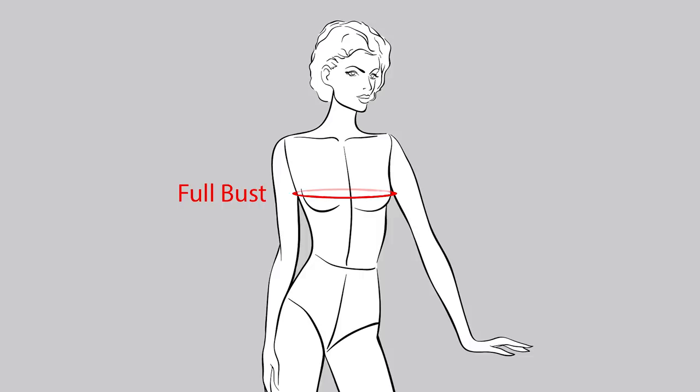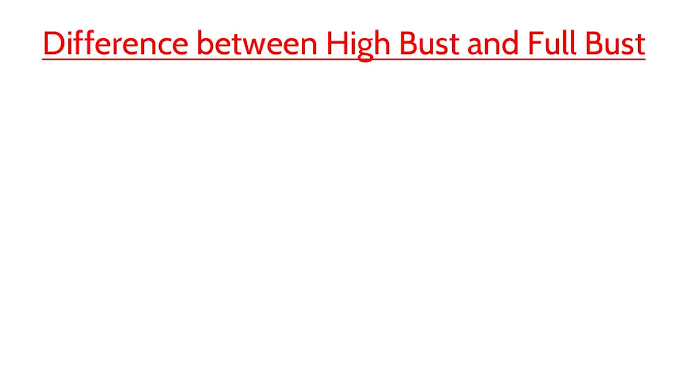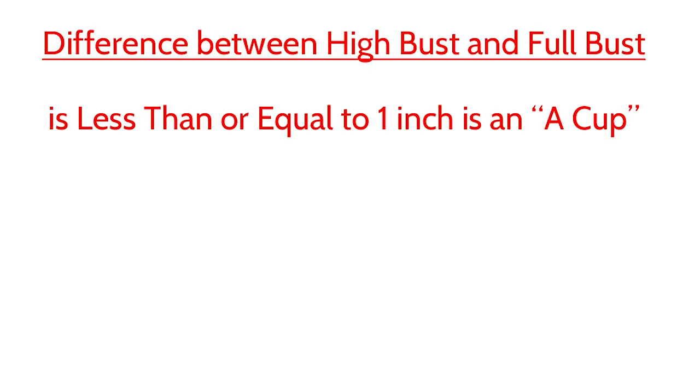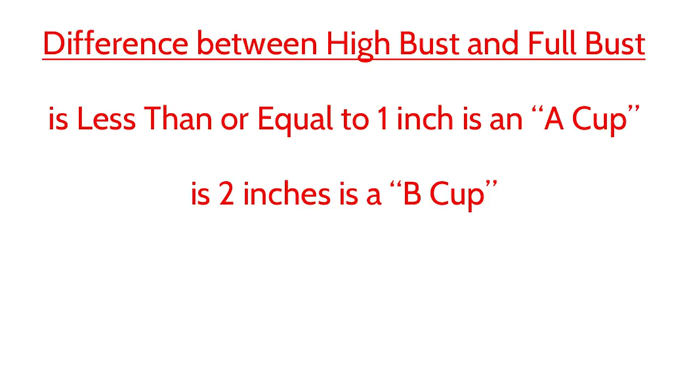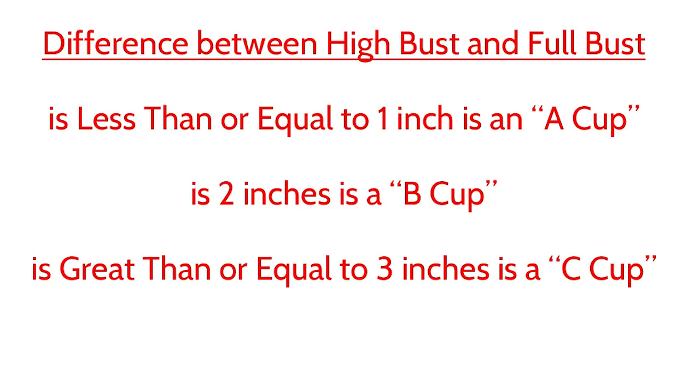See, most pattern companies will put your bust into three different sizes based on the difference between your high bust and your full bust. So if you have a 1-inch difference between your high bust and your full bust, you're an A cup. If you have a 2-inch difference, you're a B cup. If you have a 3-inch difference, you are a C cup. Now, we aren't talking about bra sizes here, though the word cup is kind of confusing and leads you to think that way. But this is a little different.